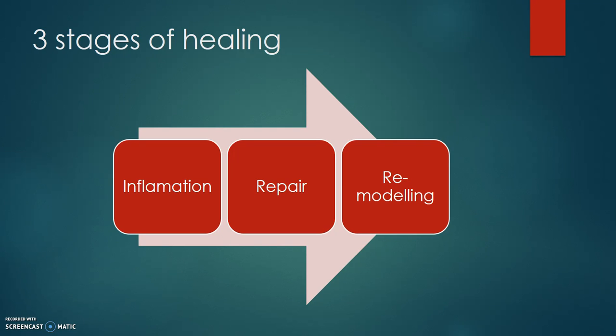And the final stage is remodeling. This is the last stage of healing, and it takes around a couple of weeks up to 6 months. This happens when the wound is closed up. During this phase, the tissues are remodeled, and the non-functional fibroblasts are replaced by new ones.